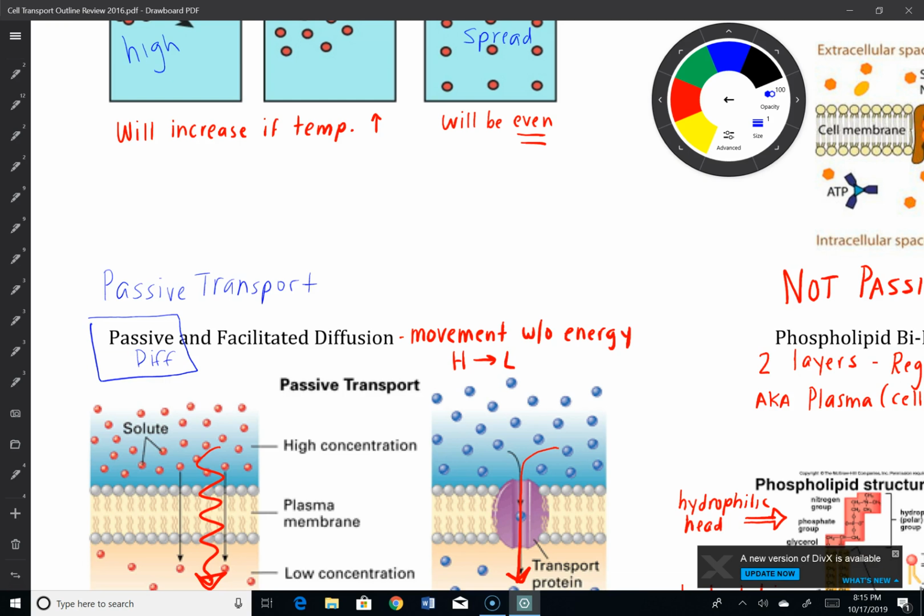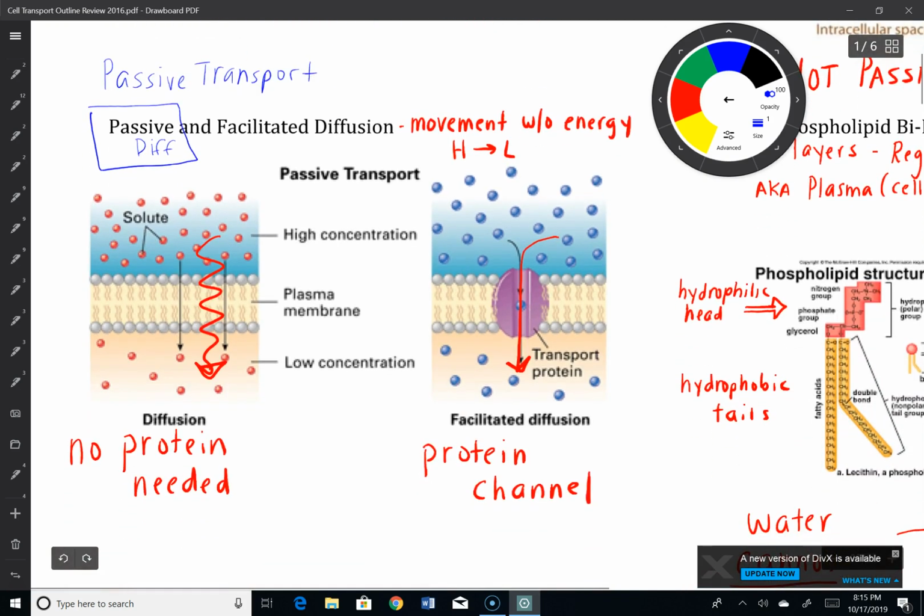Now, it can be what is known as simple diffusion. That is passive transport. It can be facilitated diffusion. That is passive transport, no energy needed. So if you look on the picture on the left, that is what is known as simple diffusion. And what simple means is it will come right through the membrane with no assistance, no protein channel, no extra stuff needed.